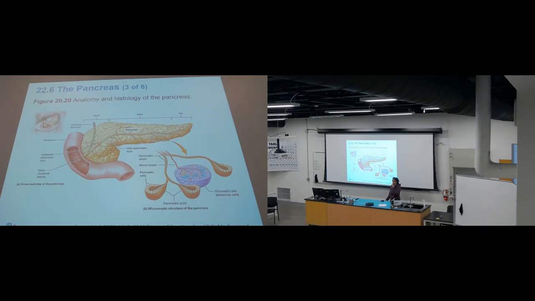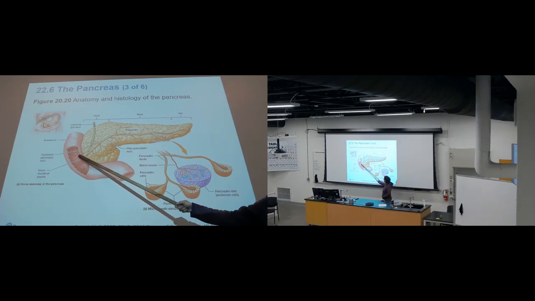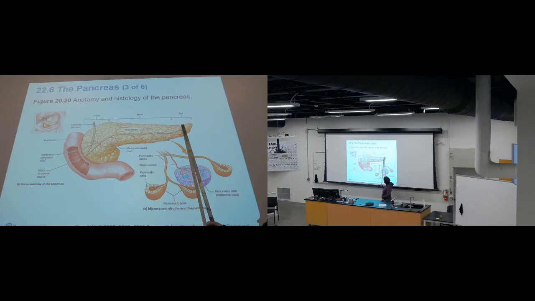Now, what happens in some cases? Well, in some cases, both of them can become obstructed, and then you will have these enzymes activated within the pancreas, and you have autolysis. So you can have pancreatitis. The pancreatic tissue can be autodigested. And of course, this is not good.